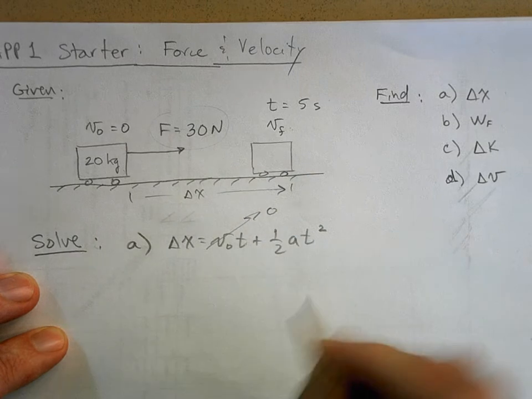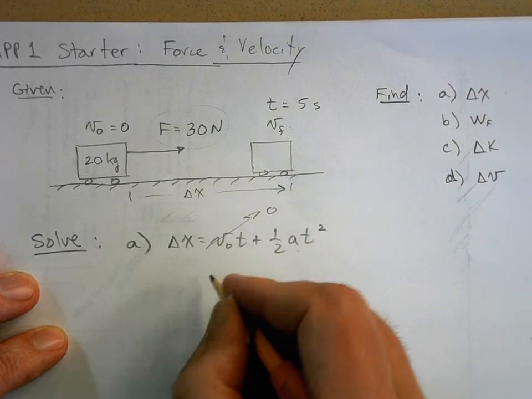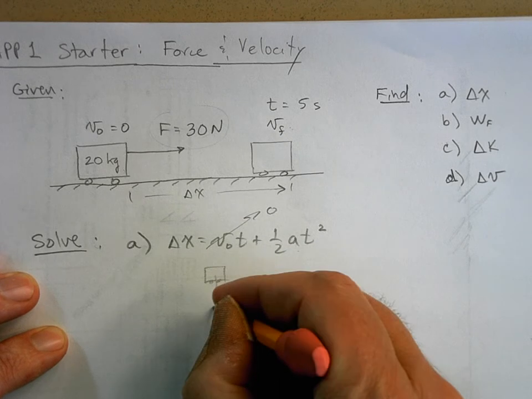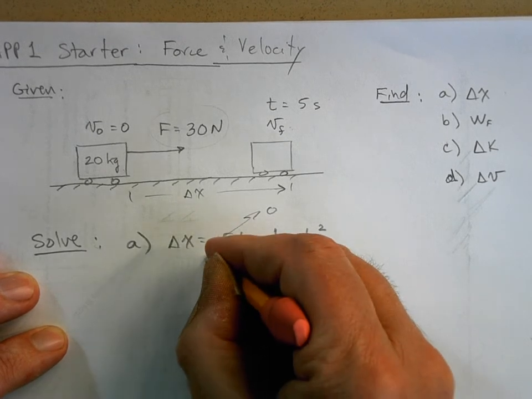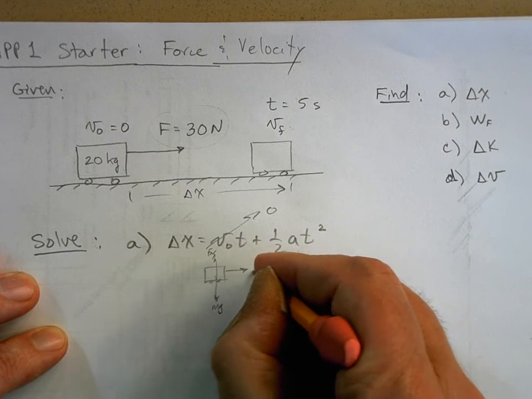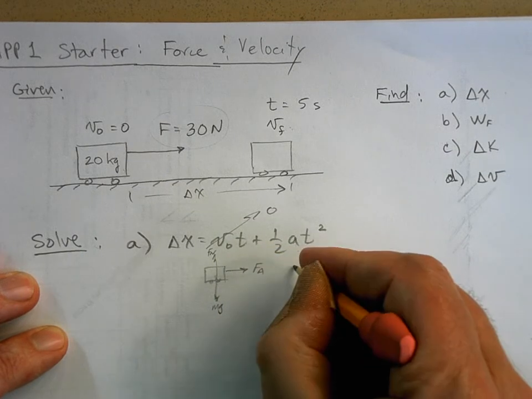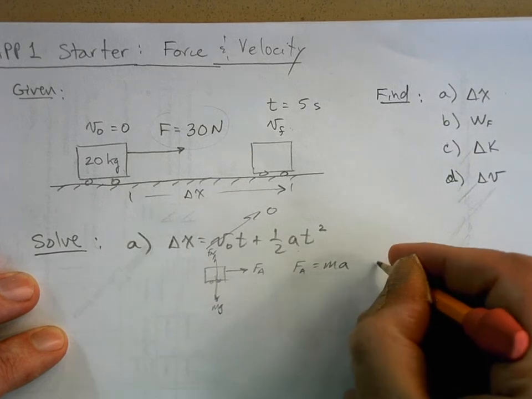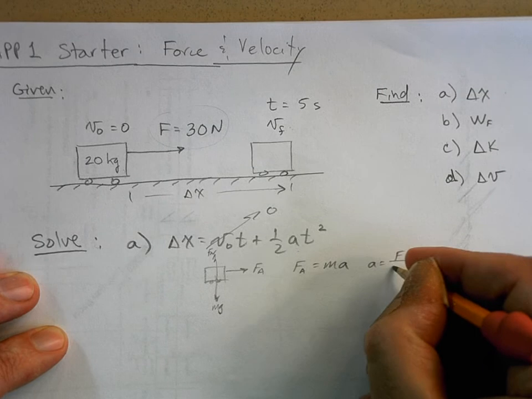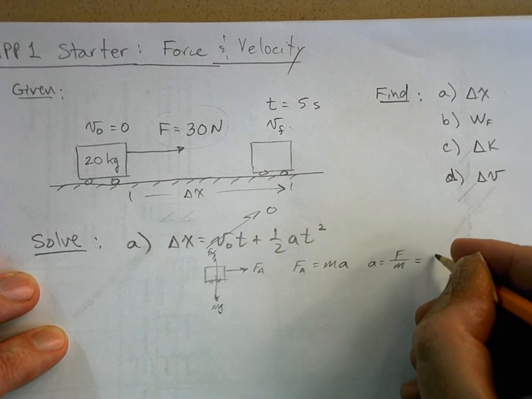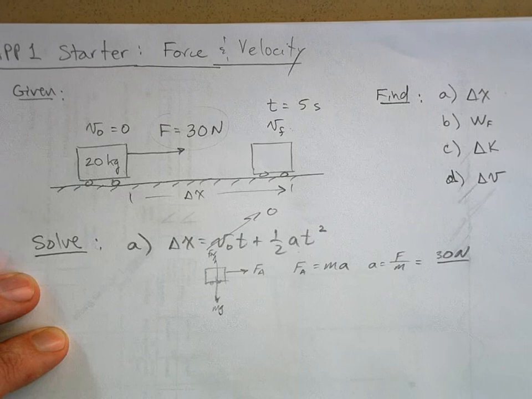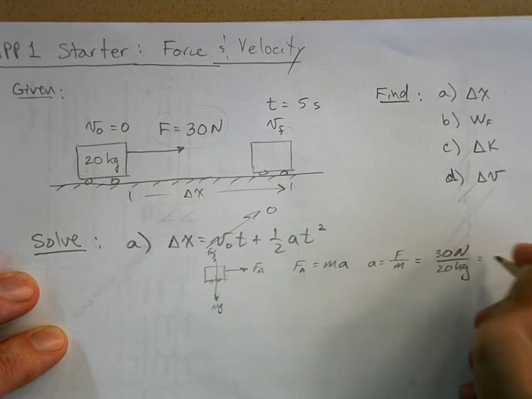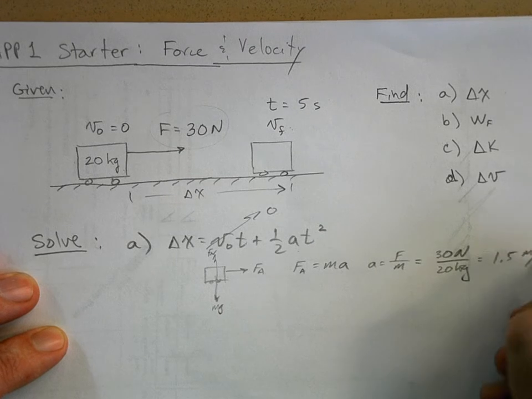So this is 0. Now we need to find the acceleration. Well, if I draw a little free body diagram of this guy, mg is down, normal force is up. We have this applied force, and this applied force is the net force. So F equals ma. So a equals that net force divided by m, which is 30 newtons divided by the mass, which is 20 kilograms, 1.5 meters per second squared.